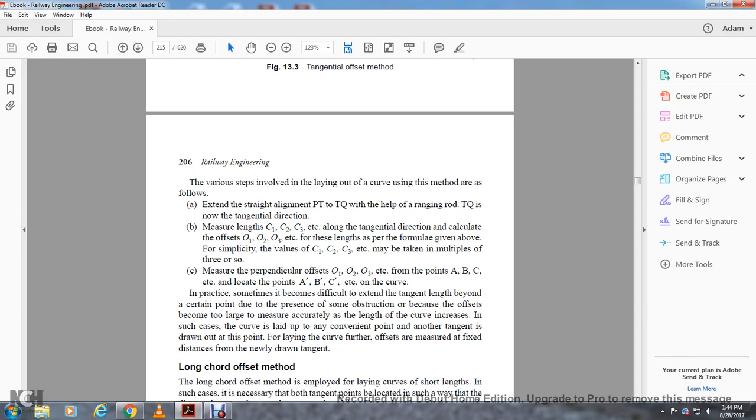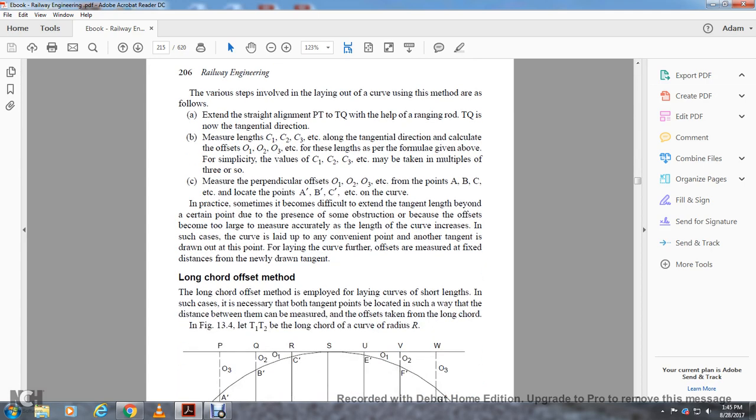In this practice, sometimes it becomes difficult to extend the tangent length beyond a certain point due to the presence of some obstruction, because the offsets become too large to measure accurately as the length of the curve increases. In such cases, the curve is laid from a convenient point on another tangent drawn out of the point, and laying the curve further is done by fixing the distance on the newly drawn tangent.